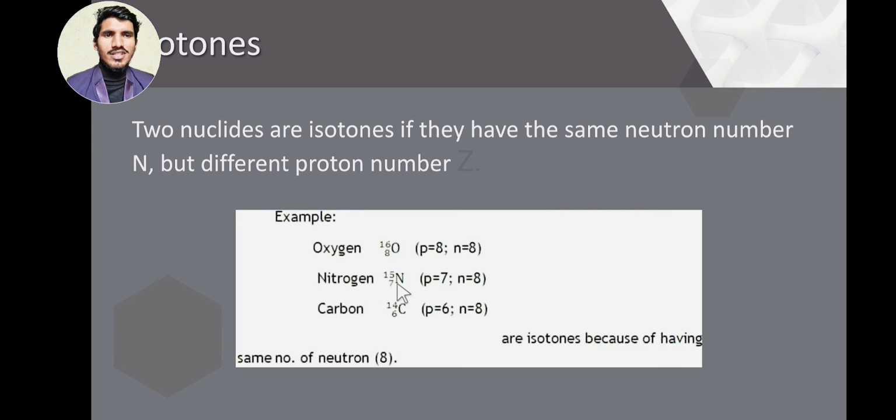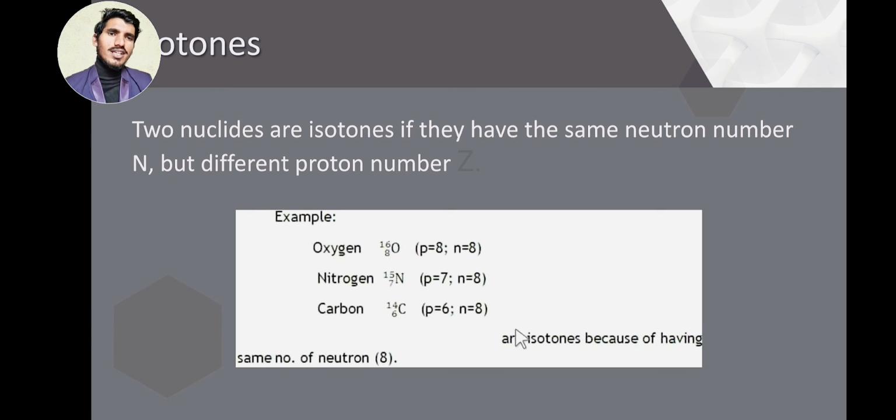Okay, and nitrogen, as you can see here, nitrogen has atomic mass of 15 and atomic number of 7. So if I subtract 7 from 15, I get the number of neutrons again 8, and this 7 is the number of protons. So proton number is 7. And if I talk about carbon here, carbon has atomic number 6 and mass number 14. 14 minus 6, I get a number of neutrons 8. Okay, and protons are again 6.